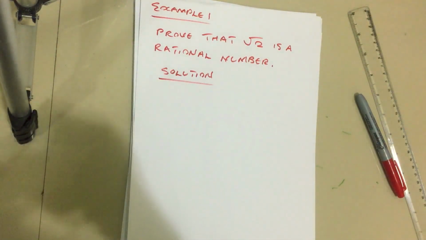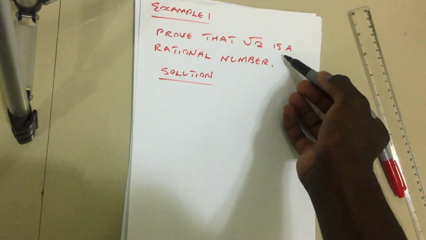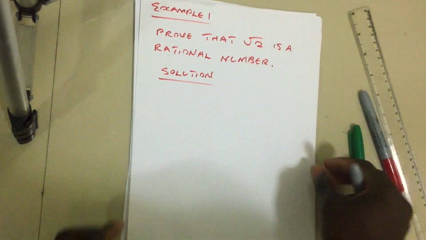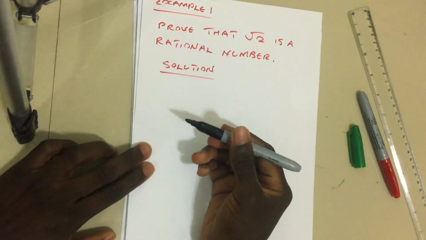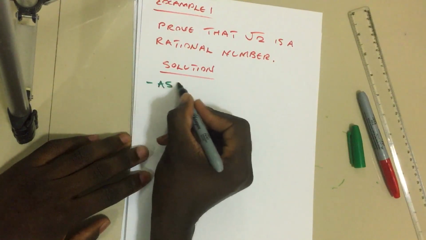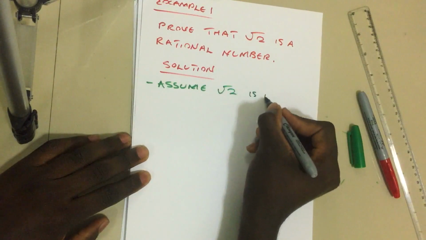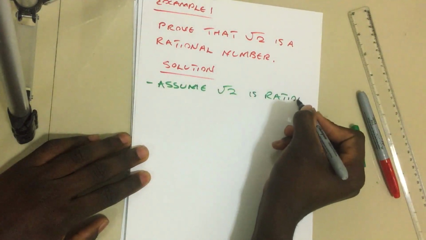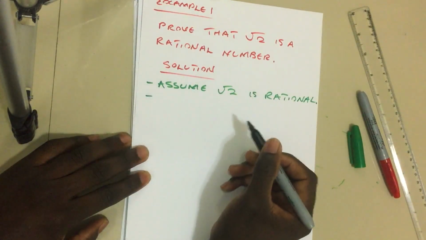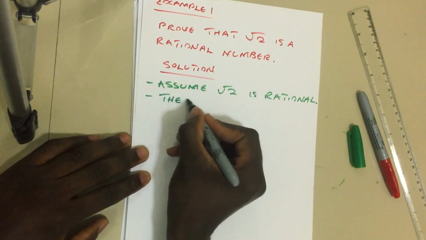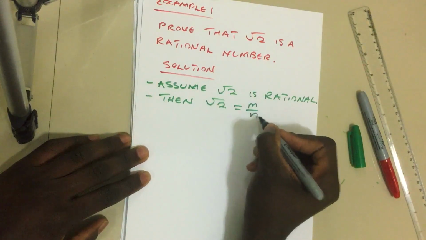All right, so we're going to move on to an example just to give us a full understanding of what exactly irrational numbers are. Our example says: prove that the square root of 2 is irrational. In order to prove that, we have to make an assumption. So we're going to assume the square root of 2 is rational. Since we're assuming that, we're going to say the square root of 2 is equal to the expression m over n.